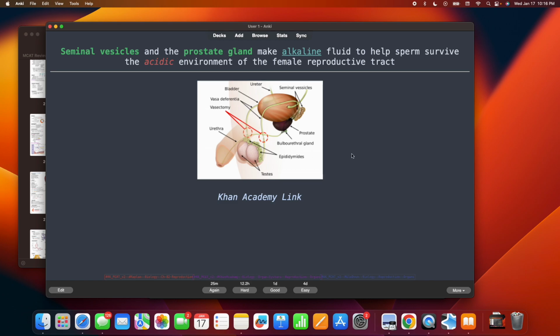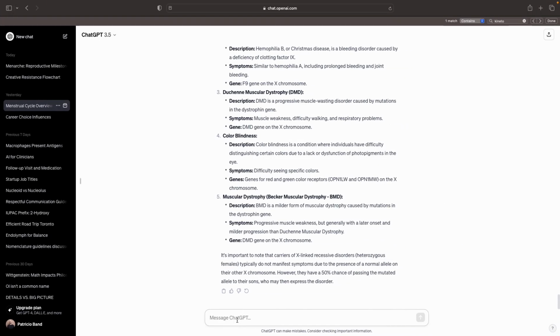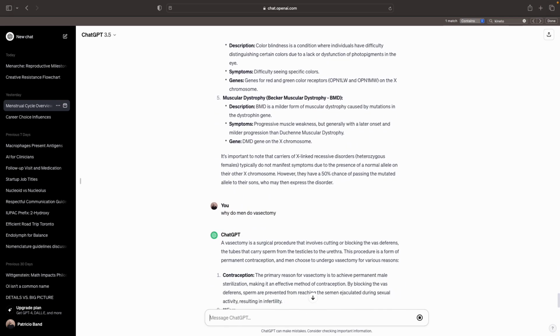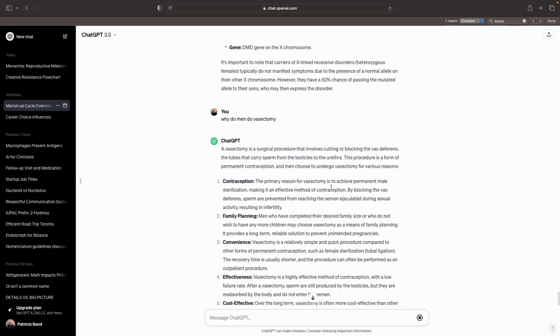Okay, why do people do vasectomy? Is it like testis cancer or something? Why do men do vasectomy? It's to achieve permanent male sterilization, making it an effective method of contraception by blocking the vas deferens. Sperm are prevented from reaching the semen ejaculate during sexual activity, resulting in infertility.